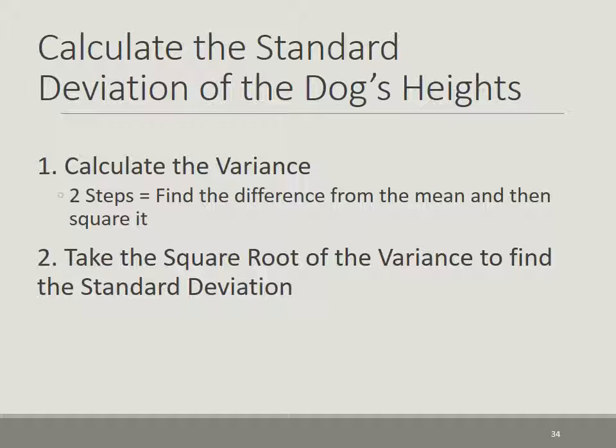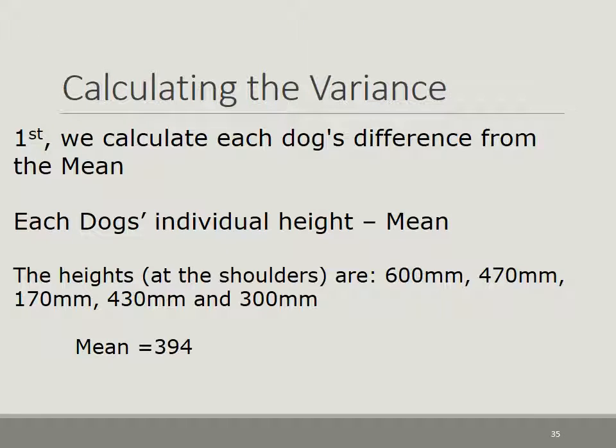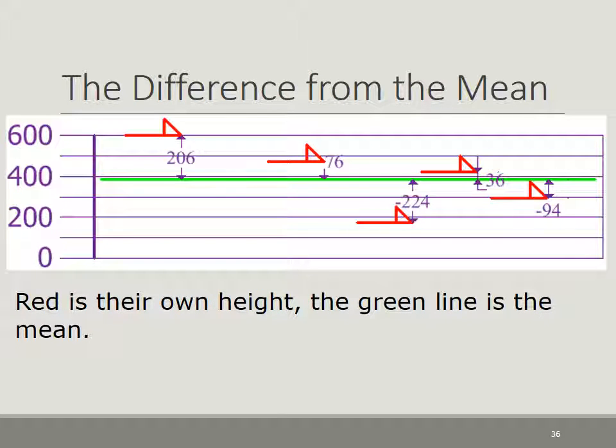So when we first start attempting this, we take the difference between the mean and then square it. So we calculate the difference between the means for each individual dog height. So 600 minus 394, 470 minus 394, 170 minus 394, 430 minus 394, blah. Okay, you get the idea, right? So now we're looking at a bunch of differences. You're looking at a difference of 206 millimeters, 76, negative 224. Negative is definitely a possible option here. Okay, so you have these differences occurring.